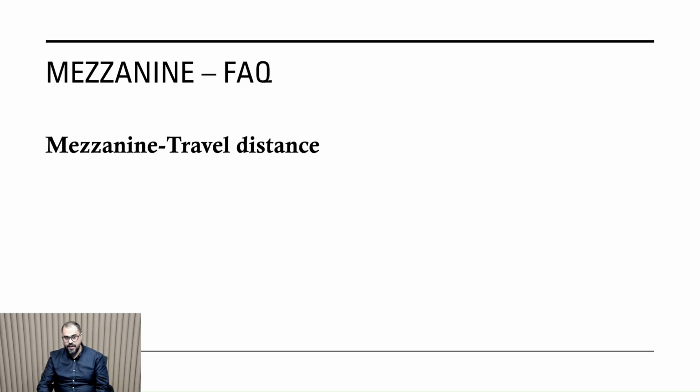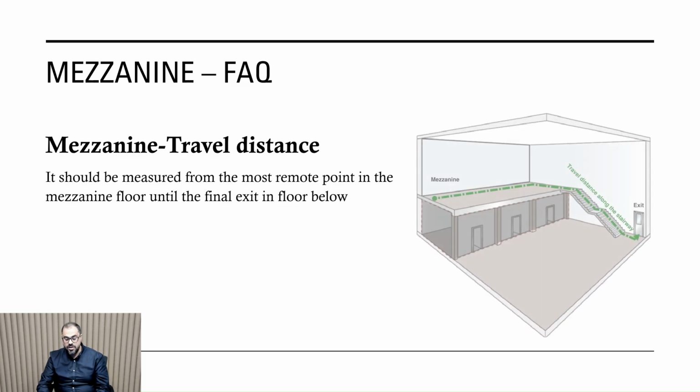One of the most common questions is, how to measure the travel distance in the mezzanine? The travel distance should be measured from the most remote point in the mezzanine along the stairway that leads to the floor below until the final exit. When a single means of egress is provided in the mezzanine, there is a common path, and the common path should be measured from the most remote point along the one-way travel distance until a point at which it has two different means of egress.